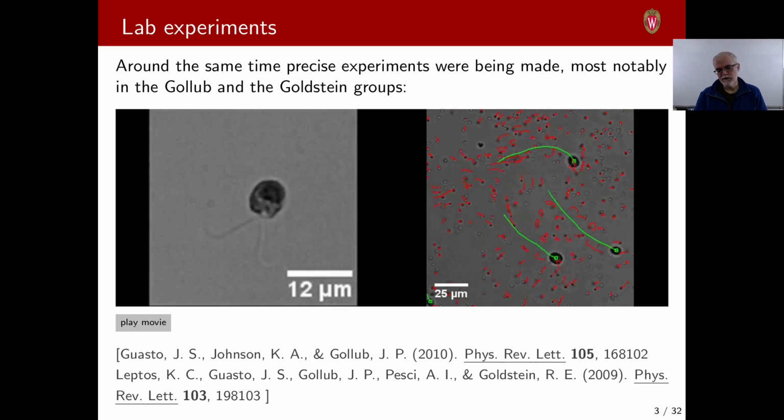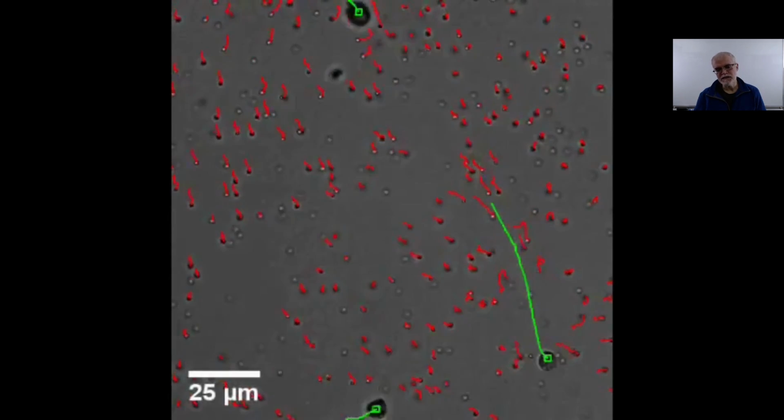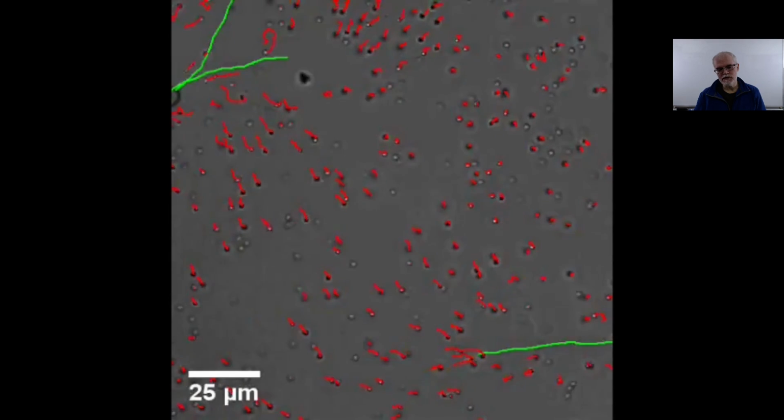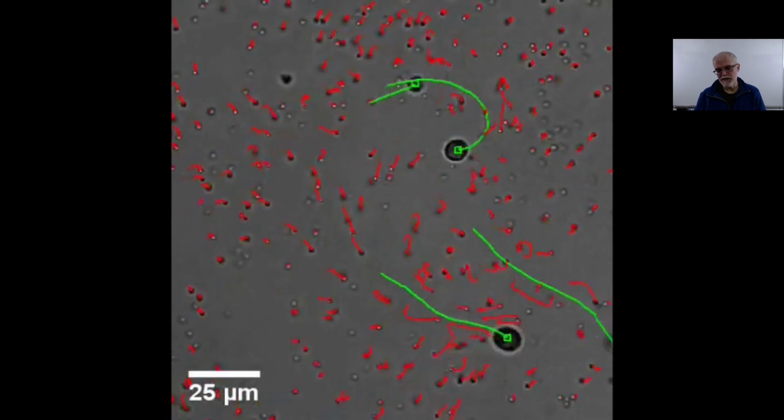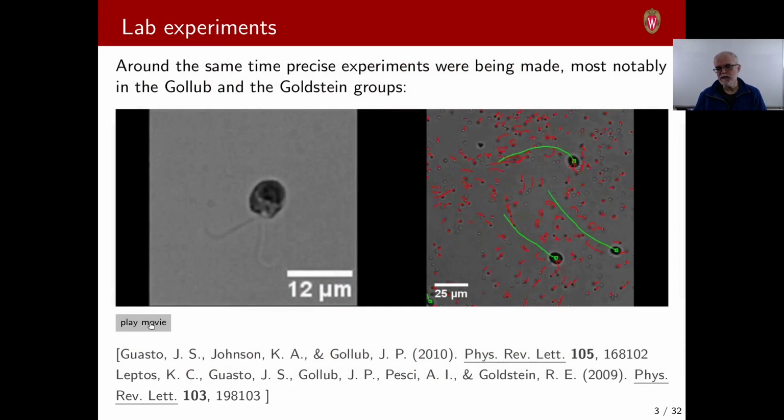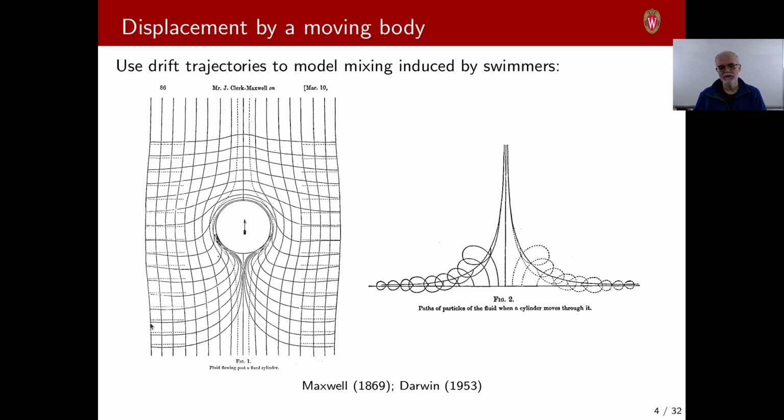These are experiments where you can actually measure the displacements of small spheres. This is an experiment by Jerry Gollub's group, and there are similar experiments also in Ray Goldstein's group. It starts around 2009. These are experiments on Chlamydomonas reinhardtii, which is a swimming alga with two flagella in the front. What they did is they put some little beads in a fluid, and then they saw how those little beads moved as microswimmers swam past them. The nice thing is you can track the motion of all these beads, so you can compute the displacement of all these beads as a function of time and then make a histogram of how they're displaced.